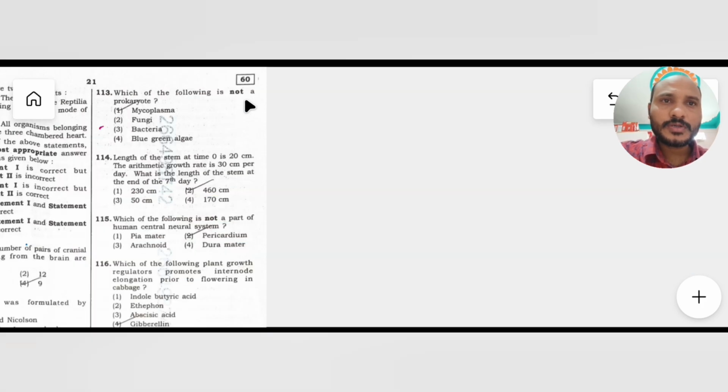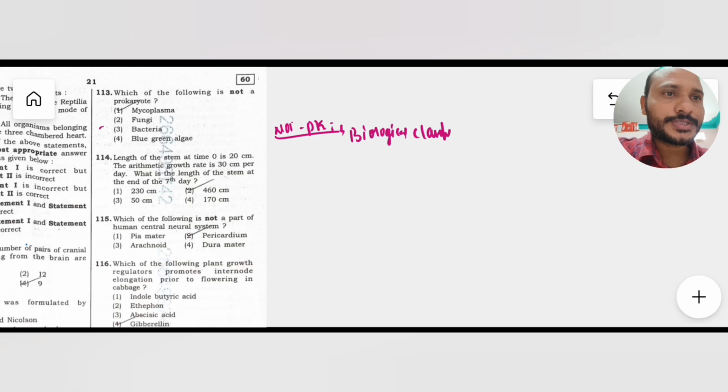Which of the following is not a prokaryote? Here we have to choose the one that is not prokaryotic. These questions are framed from biological classification. Once we read the options, mycoplasma, fungi, bacteria, blue green algae, we have to choose the right one, the one that does not belong to prokaryotes.